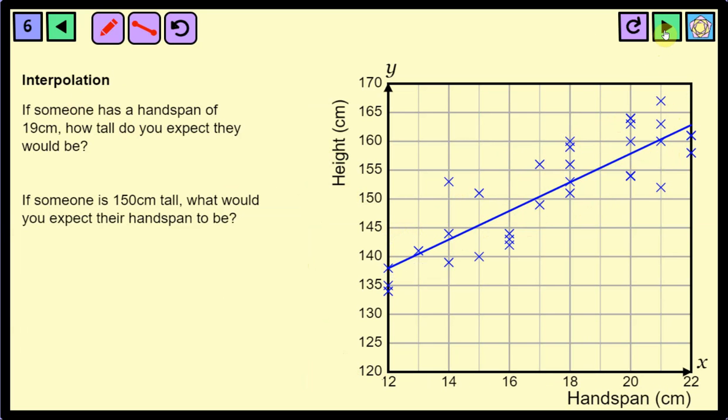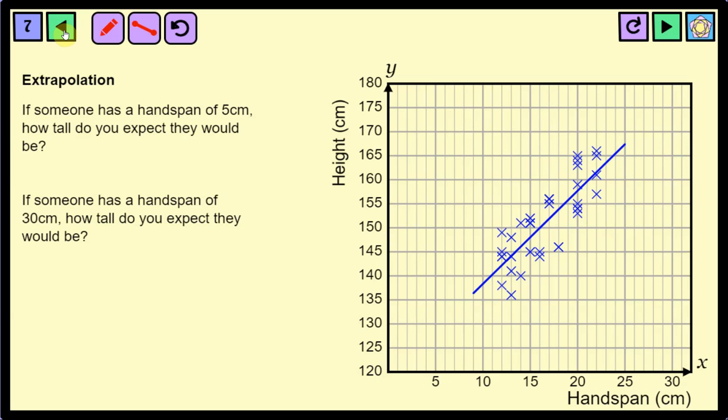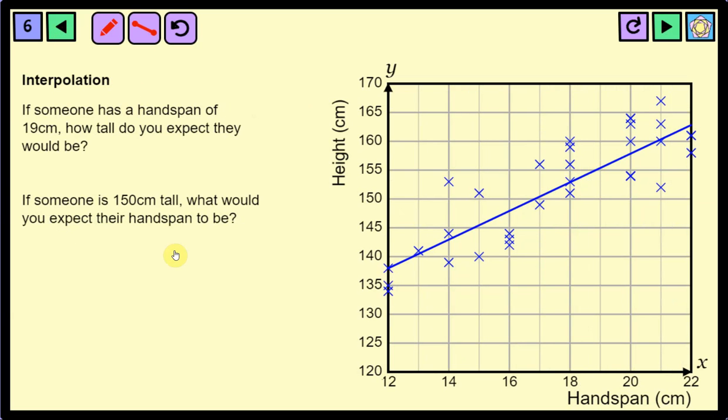This is where it gets into the good stuff: interpolation and extrapolation. Interpolation is where we draw a line of best fit, and we're asked, well, what could we expect someone who has a handspan of 19 centimeters? How tall would we expect them to be? So we go along to 19 on our handspan, and we go up to our line of best fit. And this is a good estimate from all this other data, and then we'll go across and we'll say probably about 156 centimeters.